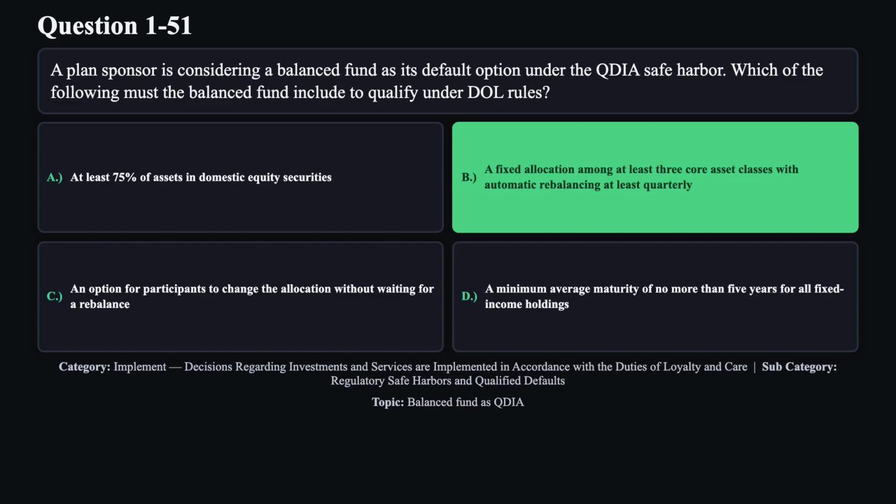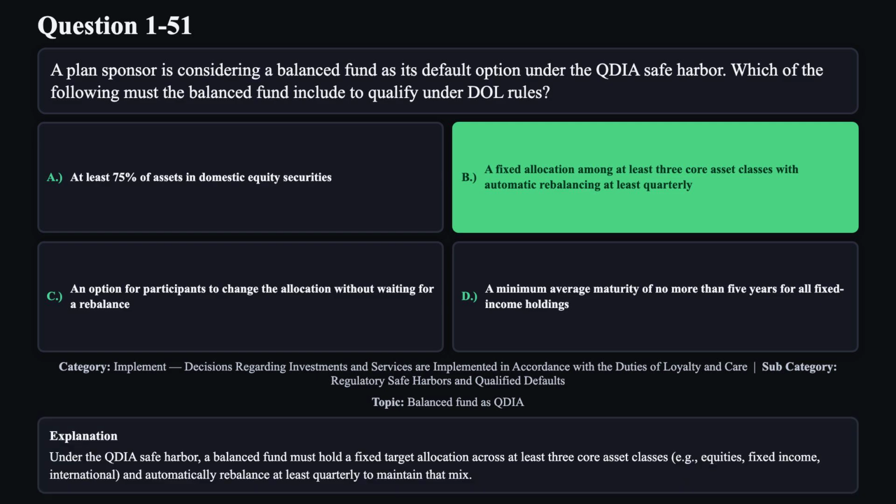The correct answer is B. Under the QDIA safe harbor, a balanced fund must hold a fixed target allocation across at least 3 core asset classes, for example equities, fixed income, and international, and automatically rebalance at least quarterly to maintain that mix.